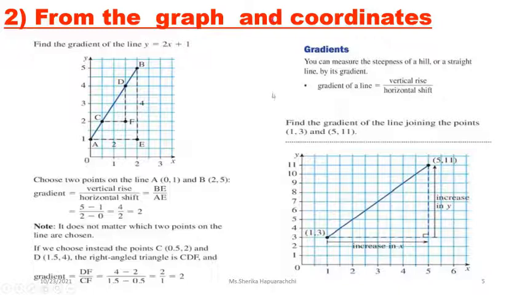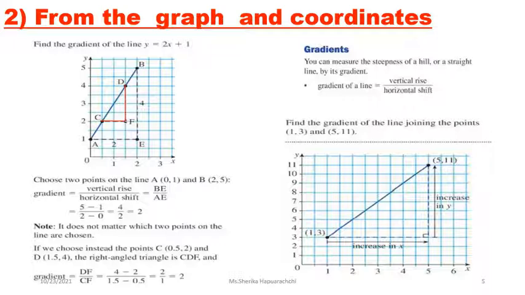Right, now we are going to learn from the graph. Here I have given y equals 2x plus 1 and I have plotted the points on this graph. Now I'm going to identify the gradient. When I want to identify the gradient, I'm going to draw a triangle. If you want, you can draw a triangle this way.